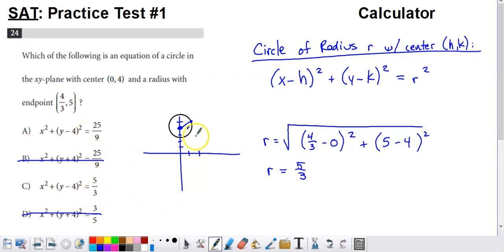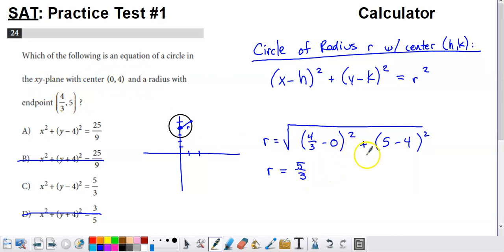Now, how are you going to get it narrowed down between A and C? Well, in this case, you have to realize that you need to know the radius of the circle. So if the center of the circle is at the point (0, 4), and this other point, (4/3, 5), is the endpoint of a radius, the distance of this line segment right here is going to give you the radius of the circle. So what you see I've done over here is I've applied the distance formula to these two ordered pairs, the center and an endpoint of the radius, in order to determine the radius of the circle.